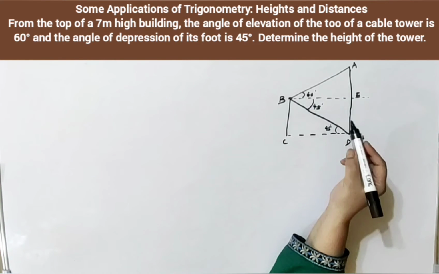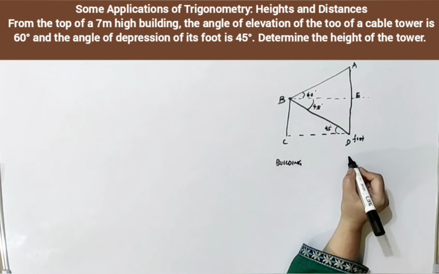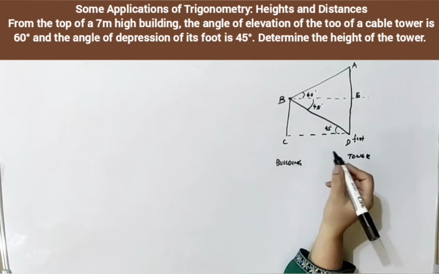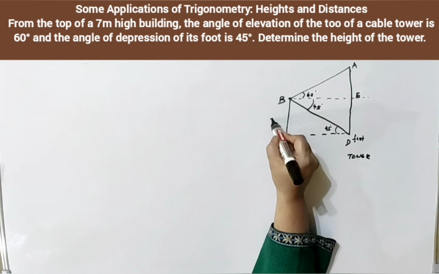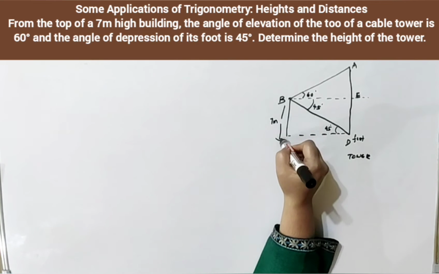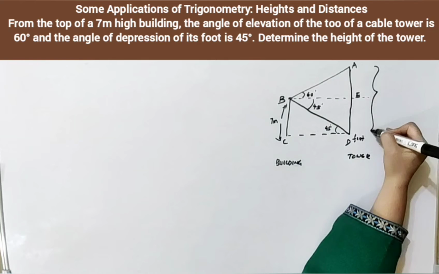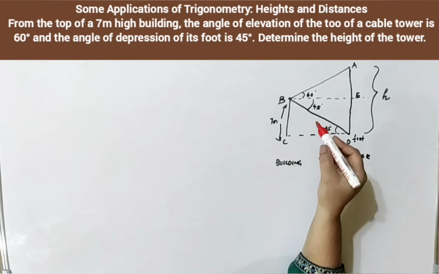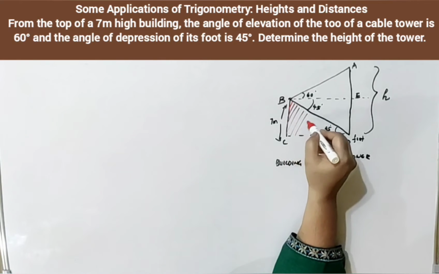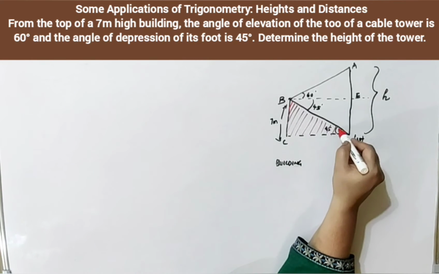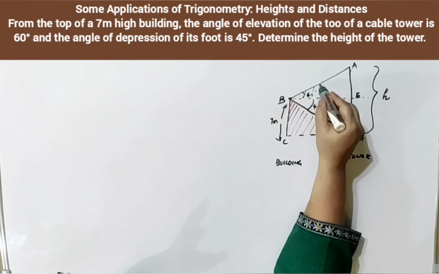Height of the building is given. This is the building and this is the tower. Height of the building is given to be 7 meters. So this is 7 meters. What we have to find is the height of the tower. That is this one. Let's call it H. There are two triangles here. Let us shade the triangles. One is this one, BCD. This is one triangle. And the other triangle is ABE.